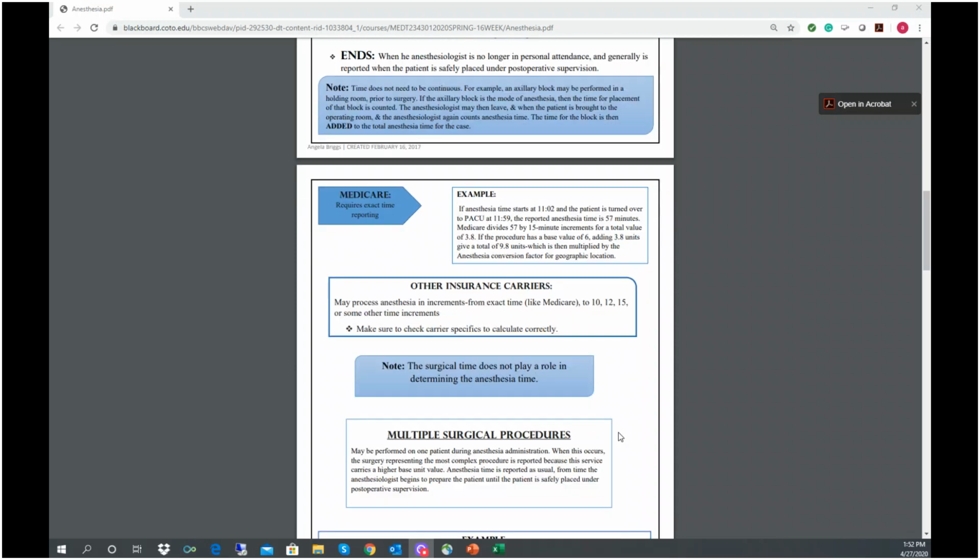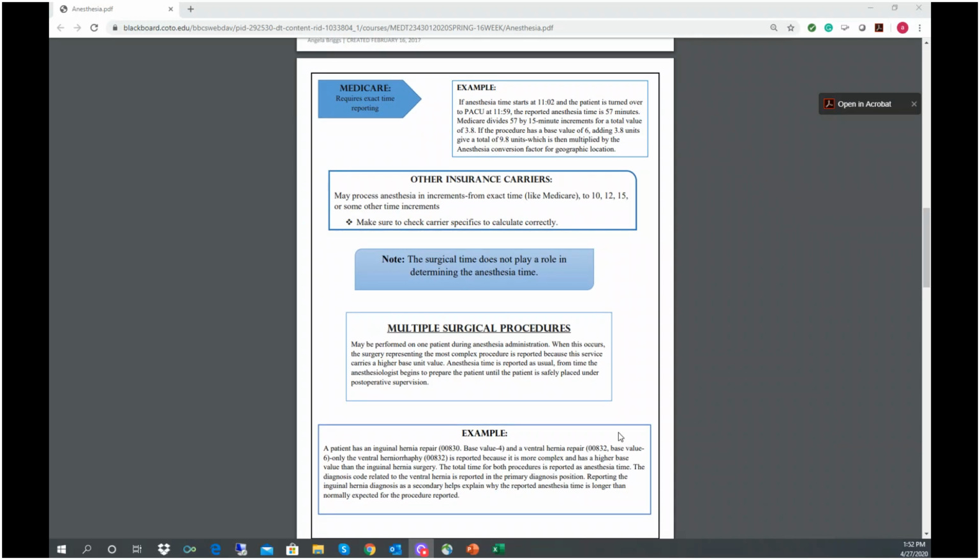Other insurance carriers can process in increments from exact time like Medicare to 10, 12, or 15. I've only done 15 increments, but there could be certain carriers that do allow different increments, so you need to make sure you're aware of the carrier specifics. Surgical time does not play a role in determining anesthesia time.